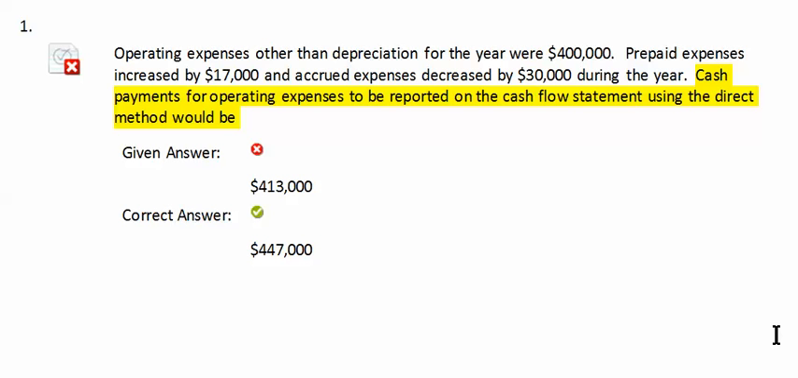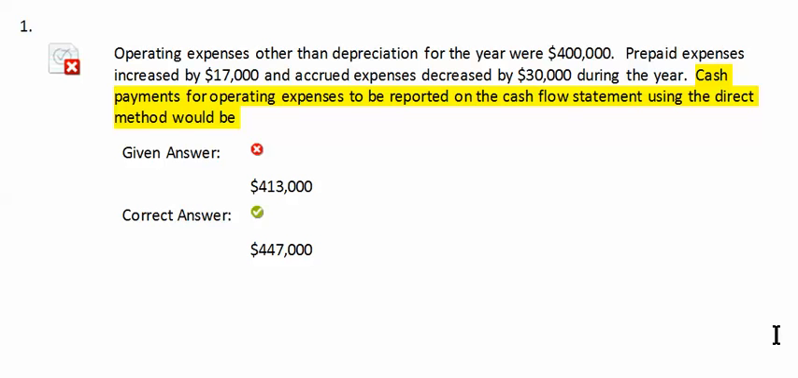This is a question that's going to use the direct method, which is a little bit different than the indirect method. It's asking us the cash payments for operating expenses to be reported on the cash flow statement using the direct method would be. The operating expenses, other than depreciation, for the year were $40,000. So they've eliminated the consideration of depreciation there. So we're going to start with a $40,000 cash outlay for operating expenses.